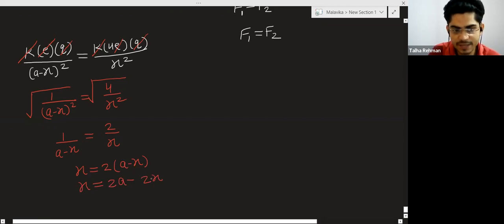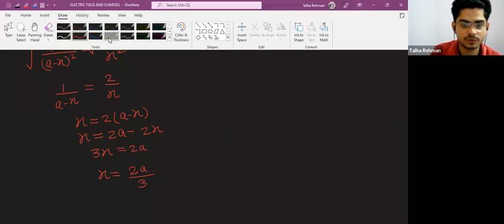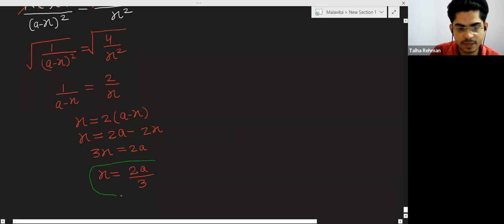So I can write x plus 2x, this will become 3x, and this will become 2a. And we have got the value of x, x equals 2a by 3. So this is our answer.